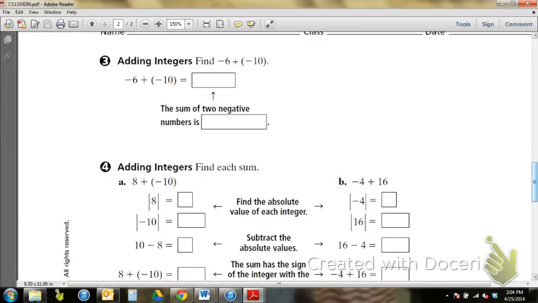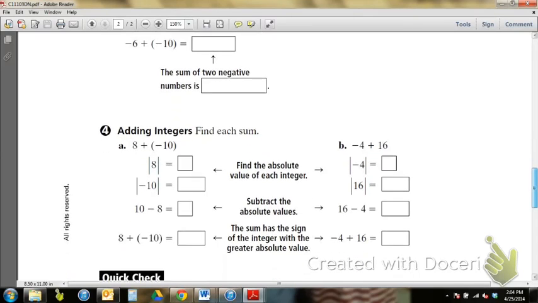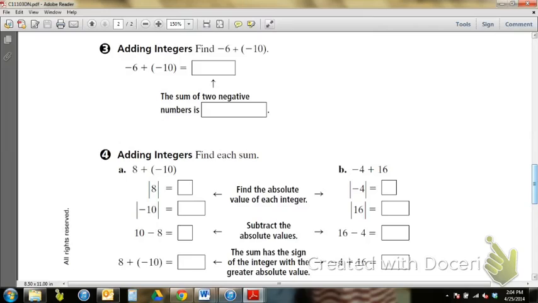Okay. Let's come down a little bit. Yeah, I can fit that. Okay. So here we go.